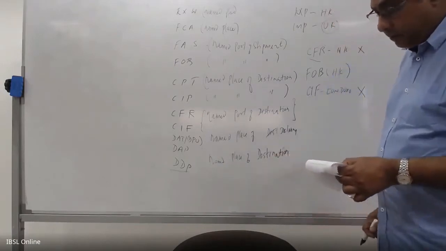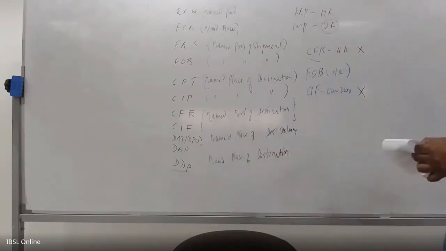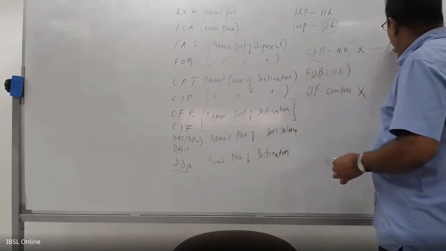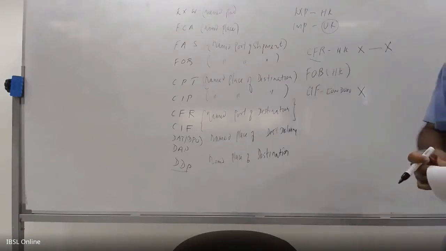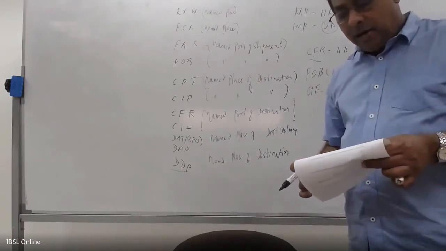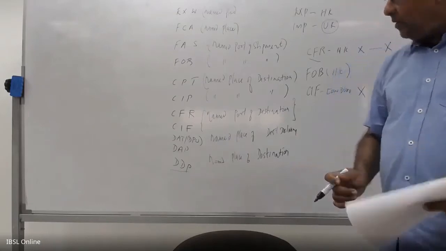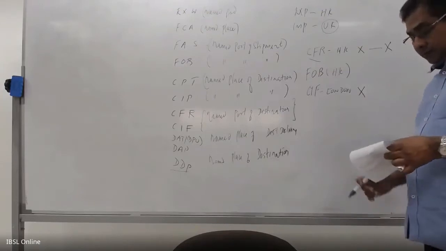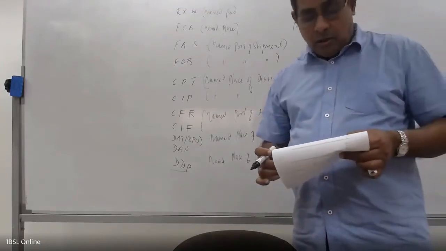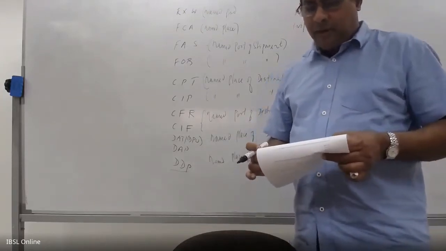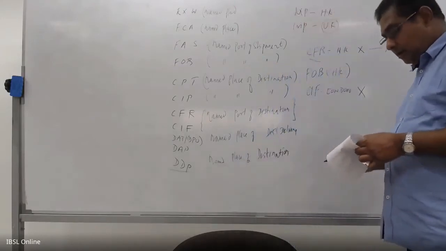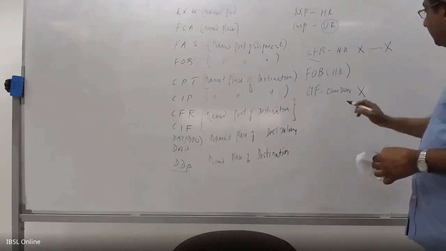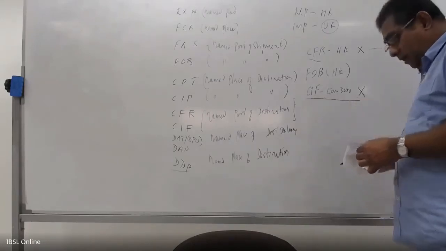One only. Only one. What is one? CFR Hong Kong. CFR Hong Kong is wrong. Right? Then B. One and three. One and three is the same thing, CIF and CFR. So that's also wrong. C. Only three. Right? What is only three? CIF London. CIF London is wrong again.